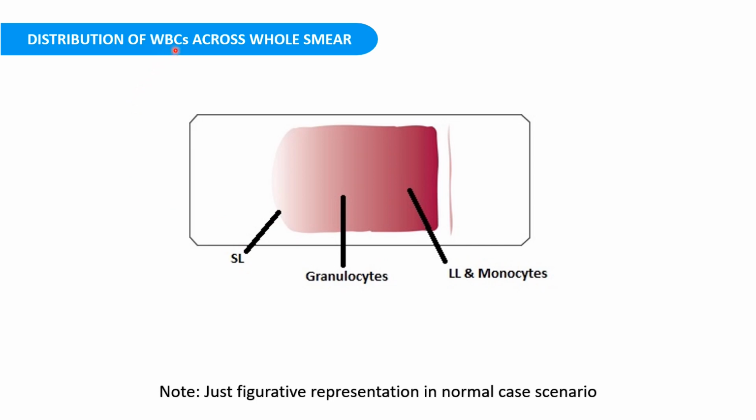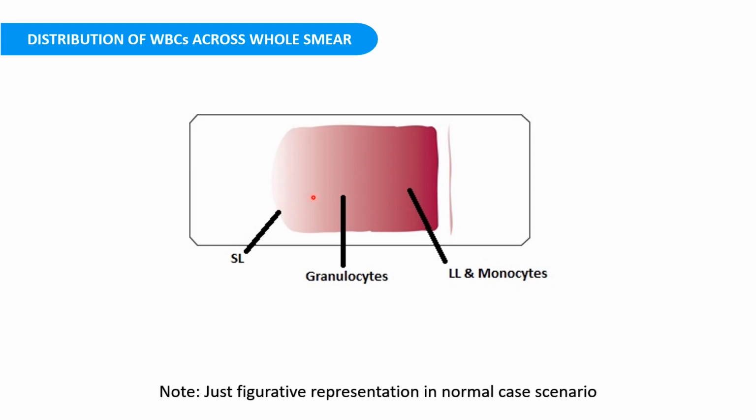What is the distribution of various WBCs in the whole smear? The distribution is not an actual representation in most cases, but in an ideal, normal scenario, this representation of the WBCs will be present. Large lymphocytes and monocytes are usually found in the head region of the smear. The granulocytes are found in the body region of the smear, and small lymphocytes are usually found in the tail region of the smear.